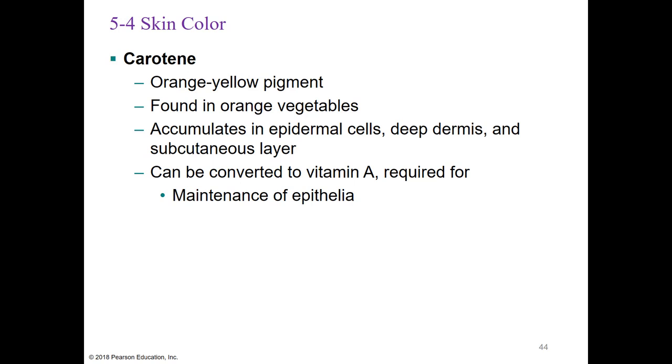Carotene accumulates in epidermal cells, deep dermis, and subcutaneous layer. And in fair-skinned people, if we get a whole lot of carotene, like you go crazy on sweet potatoes, way more than normal, then your skin can actually take on an orange-yellow hue in certain areas, and it can be very apparent. Carotene can also be converted to vitamin A, which is required for maintenance of your epithelia.